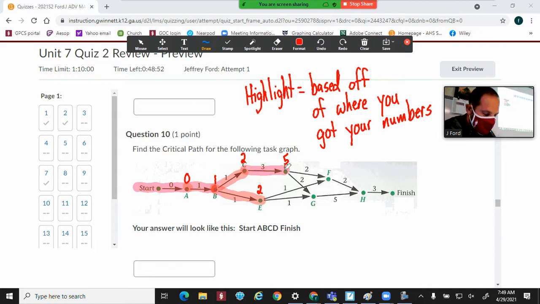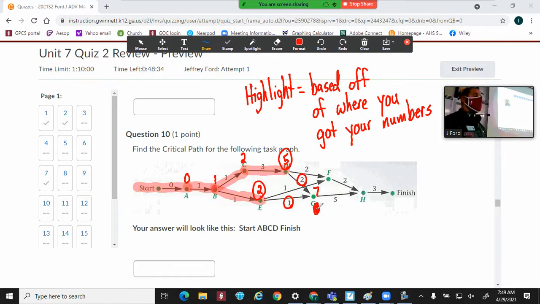All right, look at G. We have a merge on G, where E starts at 2, 1, that's a total of 3, or D starts at 5, 2, that's a total of 7. Well, remember, you always take the largest number.